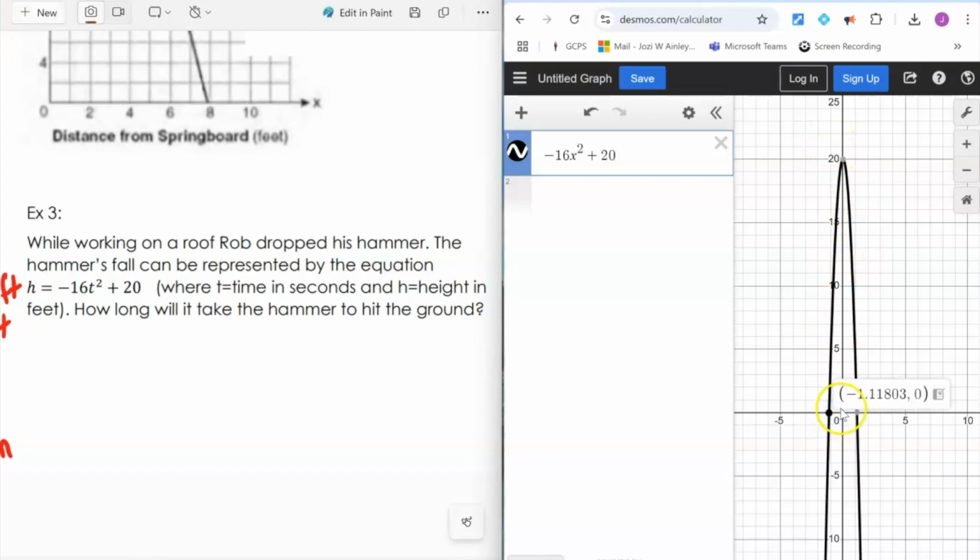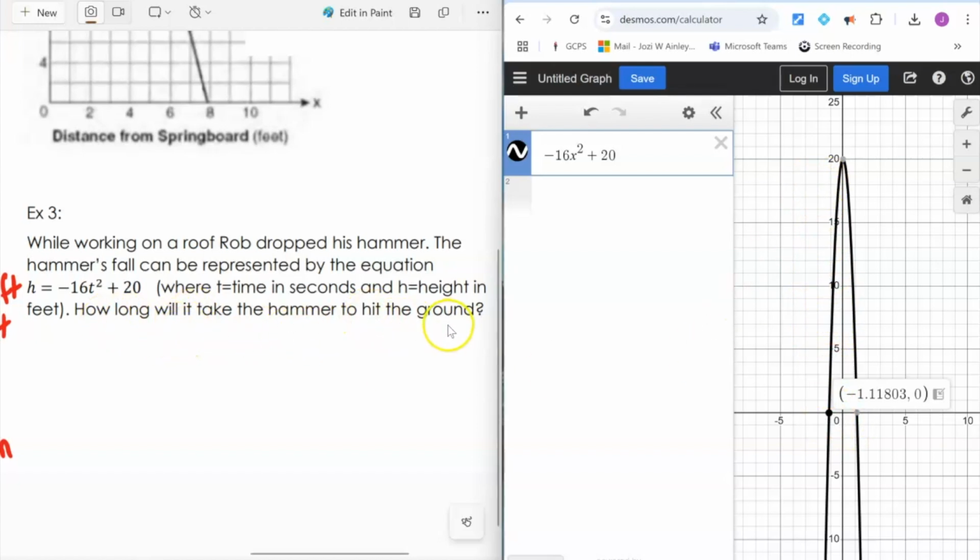Very important thing about when you're doing projectile motion, it's a real world problem. Again, what is the x-axis? Time. And then what is this? Height, because he's dropping the hammer, right? So can I have negative 1.11803? No, because I can't have negative time. Okay, so technically the graph does not even exist on this left-hand side. But anyway, let's go ahead and answer some of these questions.